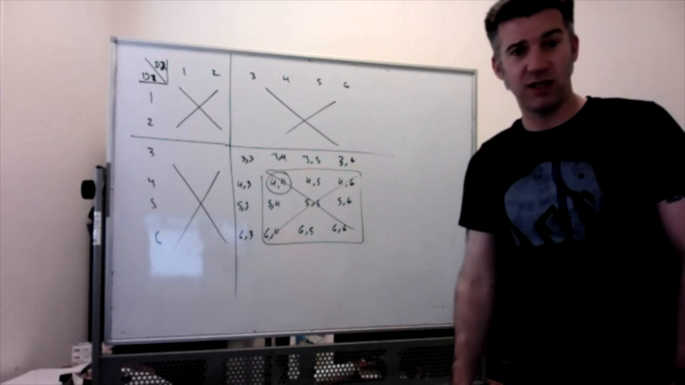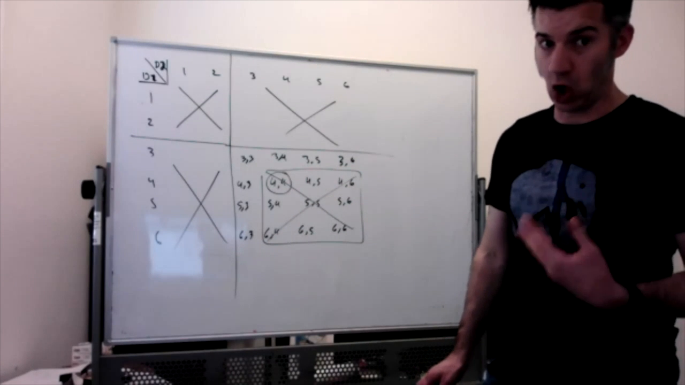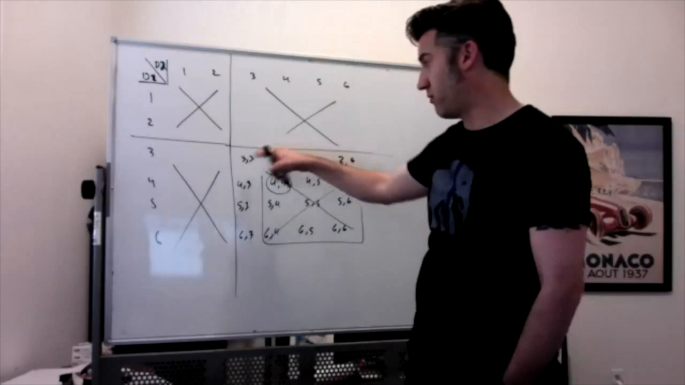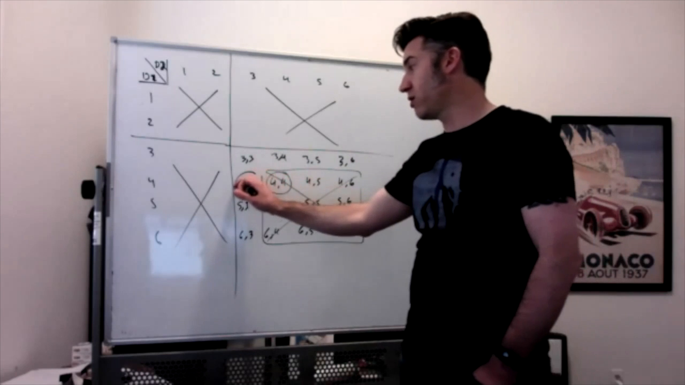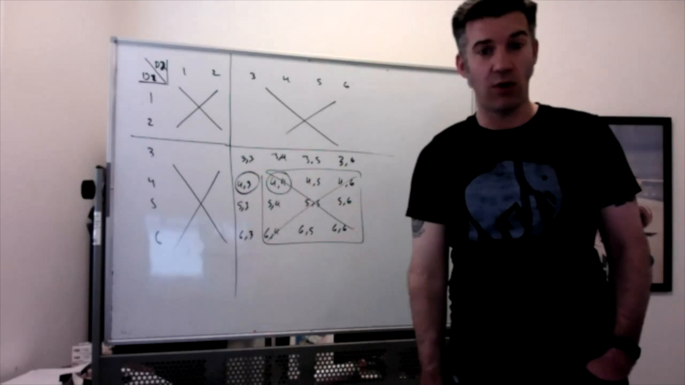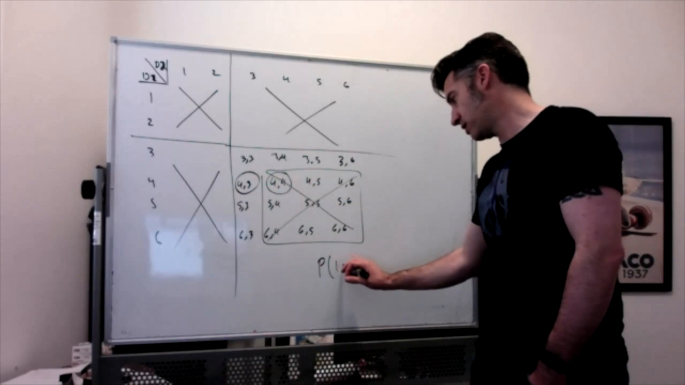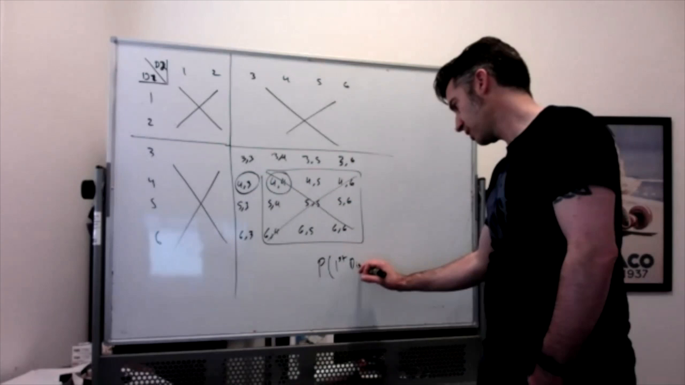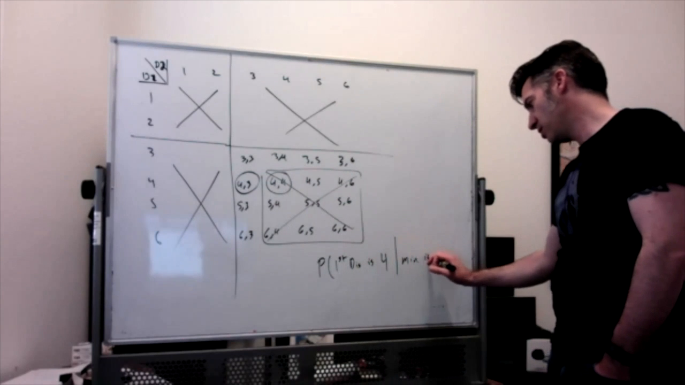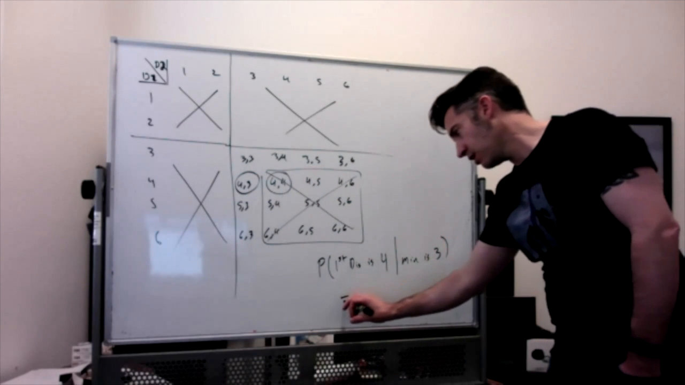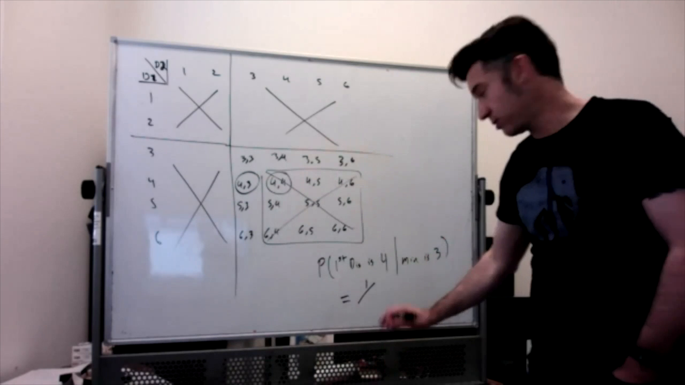For the minimum of the 2 dice to be a 3, one of the 2 dice has to be a 3, and the other die has to be bigger. So these are the only 1, 2, 3, 4, 5, 6, 7 ways of getting a minimum of a 3. There's only one of those ways where the first die is a 4. So the probability that the first die is 4, given that the minimum is 3, is 1 way out of the 7 ways in my reduced sample space.